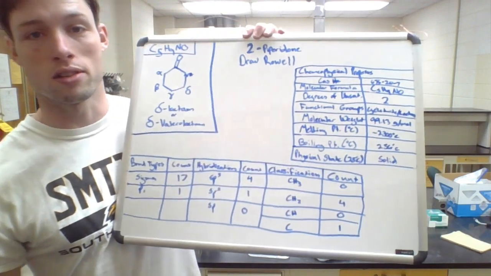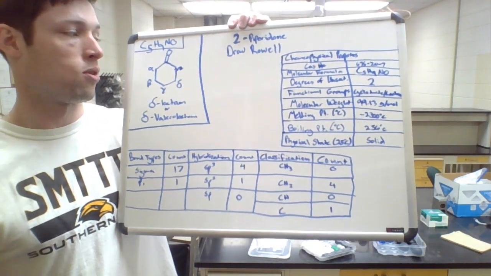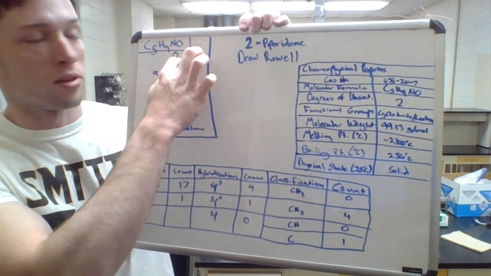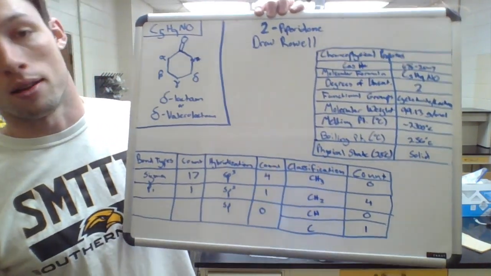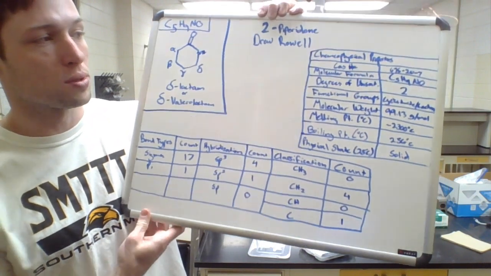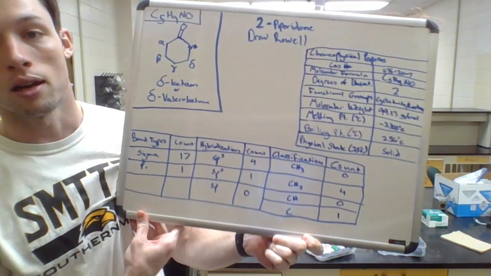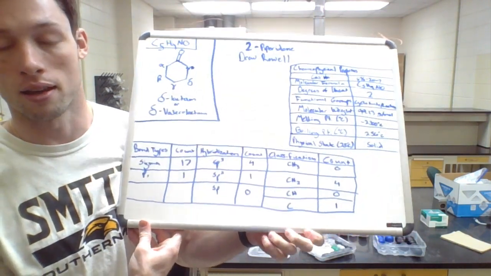So it has 2 degrees of unsaturation, one coming from our ring system here, the other coming from our carbonyl pi bond. The functional group involved in this molecule is a cyclic amide, also known as a lactam.